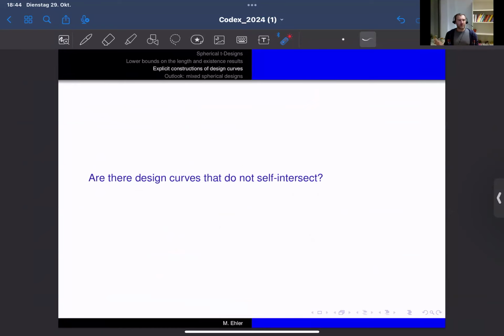Now, one question could be also, well, now you have these examples, but they look a bit strange because they have a lot of self-intersections. Can't we find curves that do not have any self-intersections? After all, the smooth curves that I've shown you at the very beginning had no self-intersections.